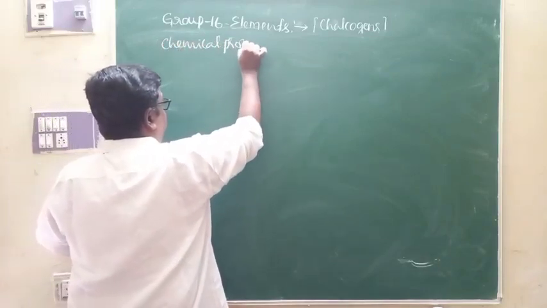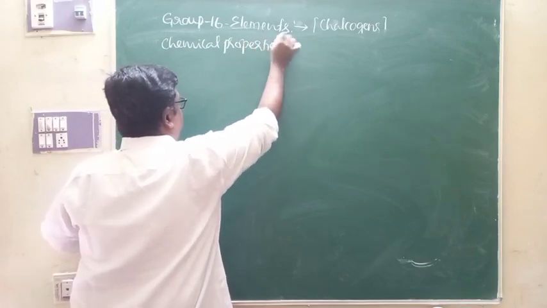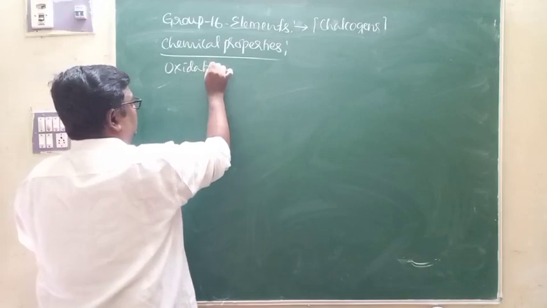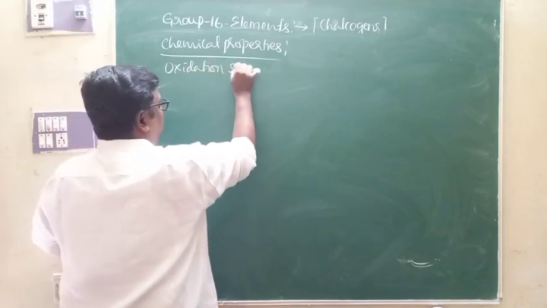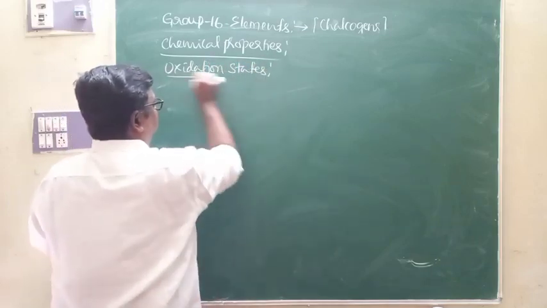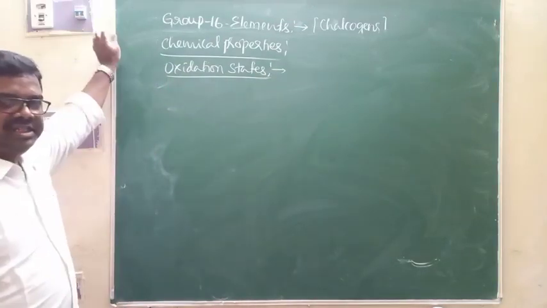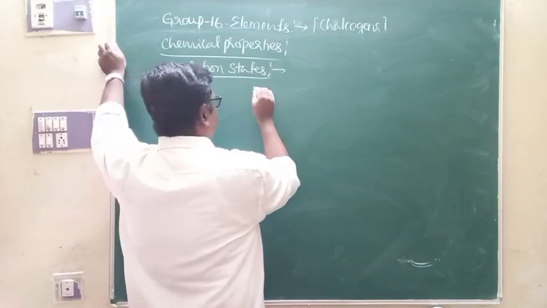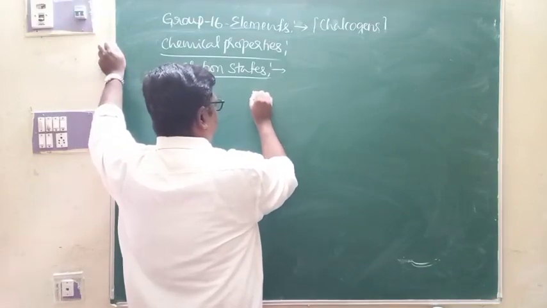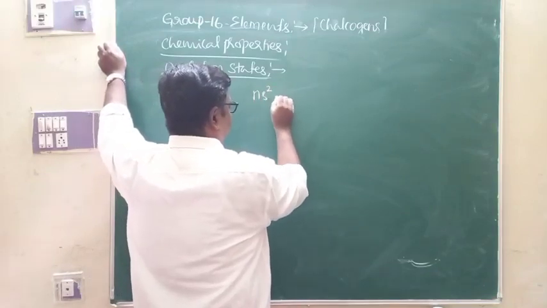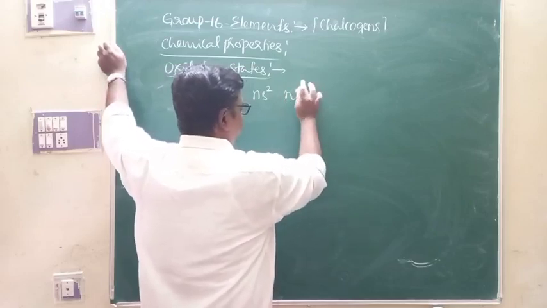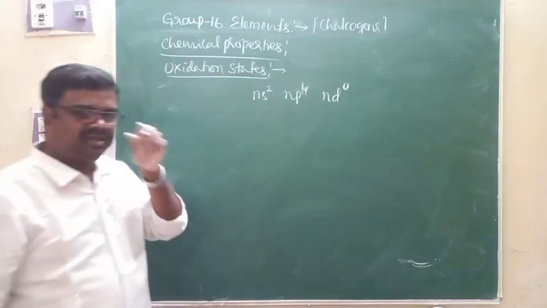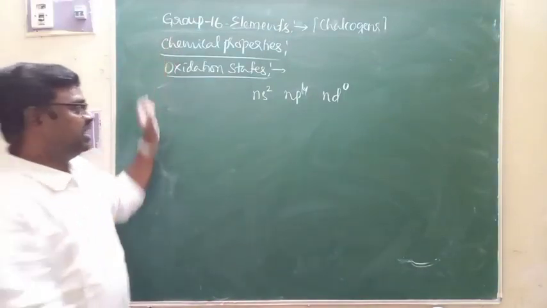Under the chemical properties, we are supposed to study oxidation numbers or oxidation states. The next discussion is oxidation states of group 16 elements. As far as the valence electronic configuration is concerned, it is ns2 np4, and of course nd is vacant there.